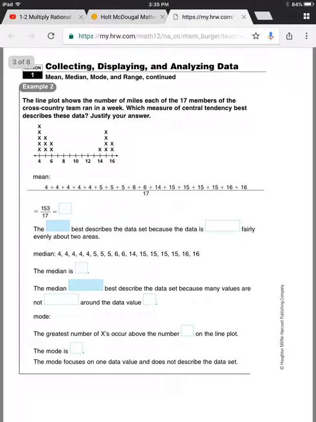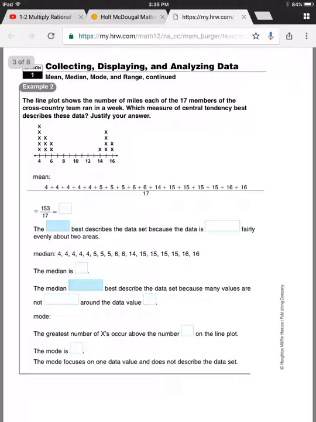The line plot shows the number of miles each of the 17 members of the cross-country team ran in a week. Which measure of central tendency best describes the data? Justify your answer. So, we're going to start with the mean, okay? Now, in order to do that, we have to add all our numbers up. Each x is a 4, or a 5, or 6, or a 14, 15, or 16.